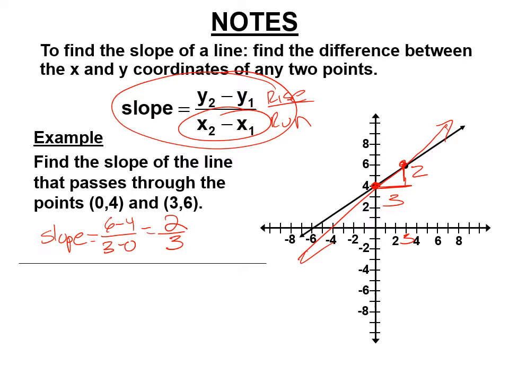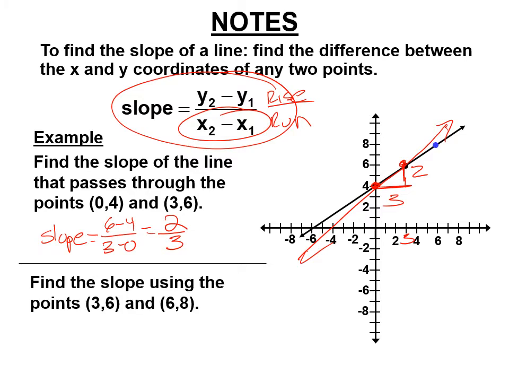Whoops, it's a little sloppy with my line there. All right, so now we're going to do two other points. We're going to use (3, 6) and (6, 8). Let me use colors here. We're going to do these two points right there.